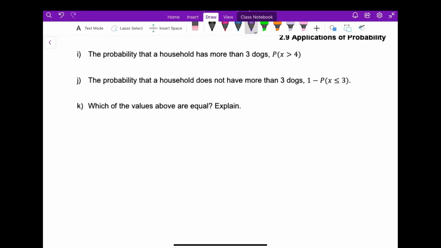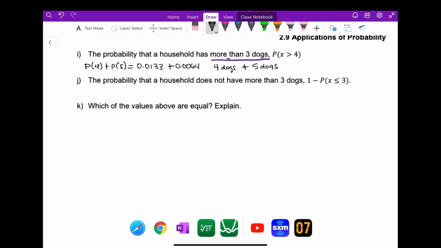Let's try I. The probability that a household has more than 3 dogs. What is more than 3? Has to be more than 3. Is 3 more than 3? No. So it starts at 4 dogs and then 5 dogs. We don't have any more on the survey, so we would have the probability of 4 plus the probability of 5, and that gives us, let's add these up.